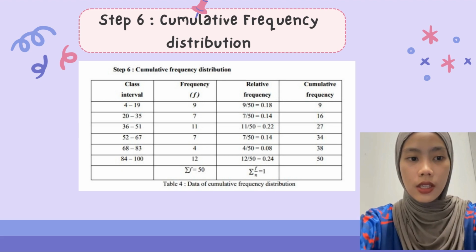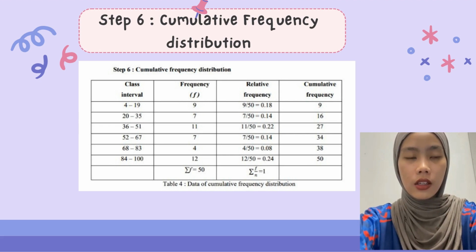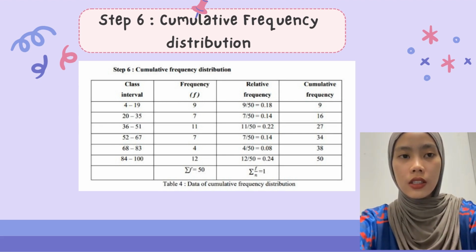Last but not least, cumulative frequency. For the cumulative frequency, we need to use the formula: the cumulative frequency of the last class equals the sample size n. So the final answer is 50.